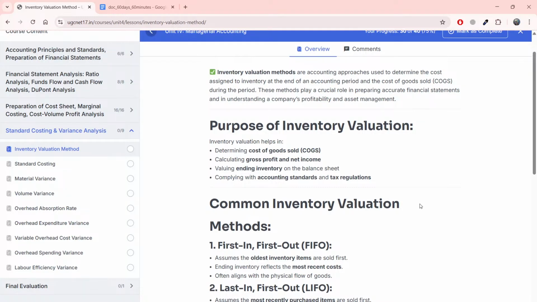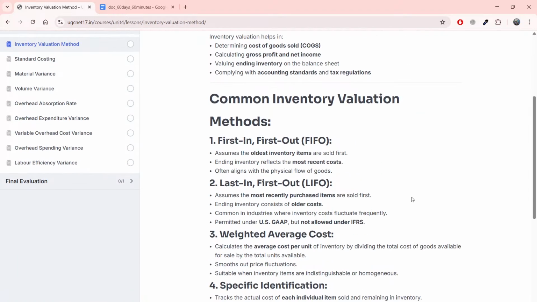Common inventory valuation methods: First in, first out assumes the oldest inventory items are sold first. Ending inventory reflects the most recent costs, and often aligns with the physical flow of goods. Last in, first out assumes the most recently purchased items are sold first. Ending inventory costs consist of older costs, common in industries where inventory costs fluctuate frequently, permitted under US GAAP but not allowed under IFRS.